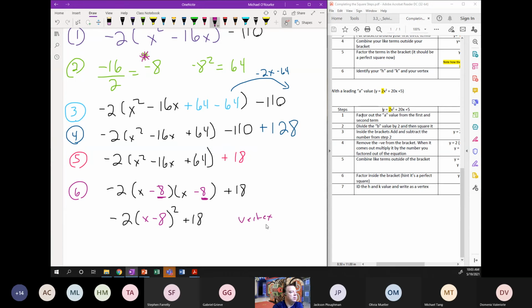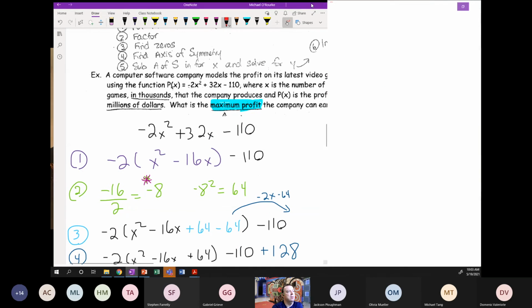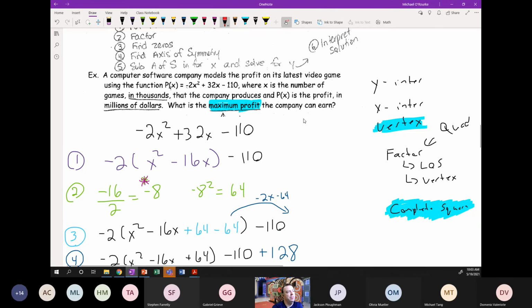Then I can find my vertex from it. My vertex is 8, 18. So let's bring that back up here. My vertex is 8, 18, and that is, in terms up here, X and P. Actually, I'm going to switch up my colors here. That's X here, and this is, give me green, P for profit here.